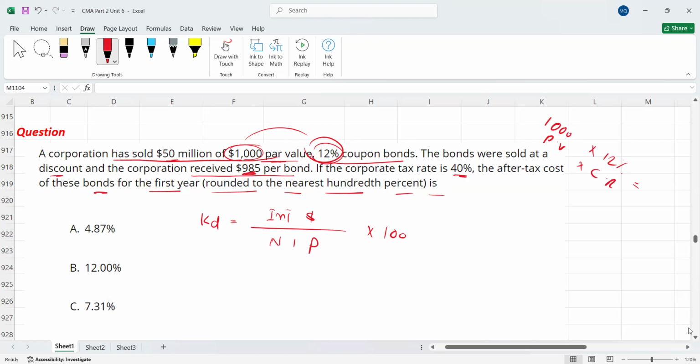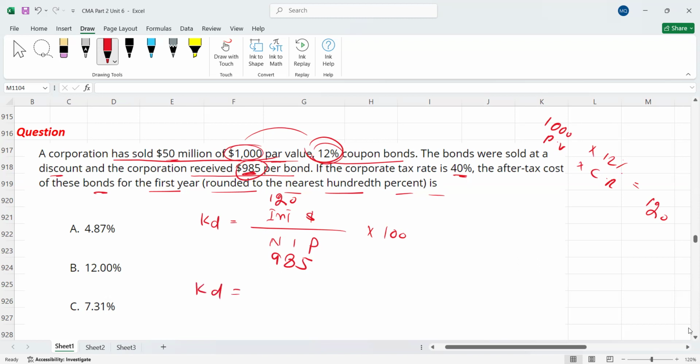Just simply, the interest is going to be $120. So you'll take $120 divided by the net issue proceeds. Net issue proceeds is how much? We sold it for 985 and no issuance-related cost is given. So we'll take 985 as net issue proceeds, times 100. If you take 120 divided by 985, this will give you the cost of debt, but pre-tax.